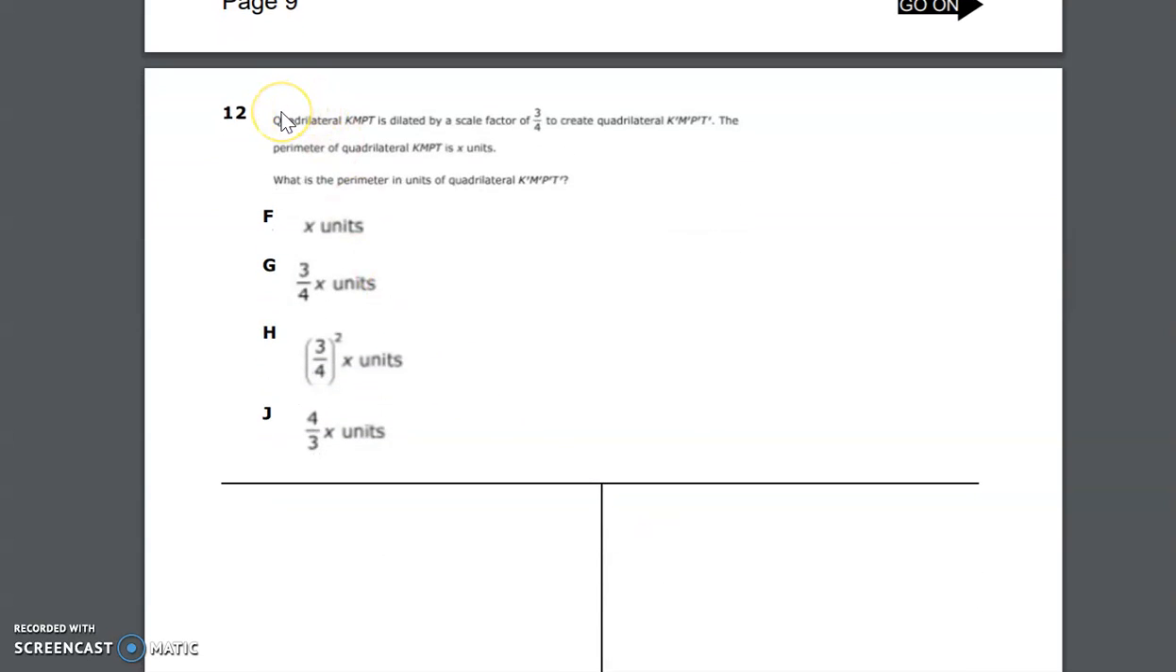Number 12. Quadrilateral KMPT is dilated by a scale factor of 3/4. So we have a scale factor of 3/4 to create quadrilateral KMPT prime. The perimeter of quadrilateral is x units. What is the perimeter in units of the new quadrilateral? We have a scale factor of 3/4. What does that mean you do? Which of these is how you use scale factor?